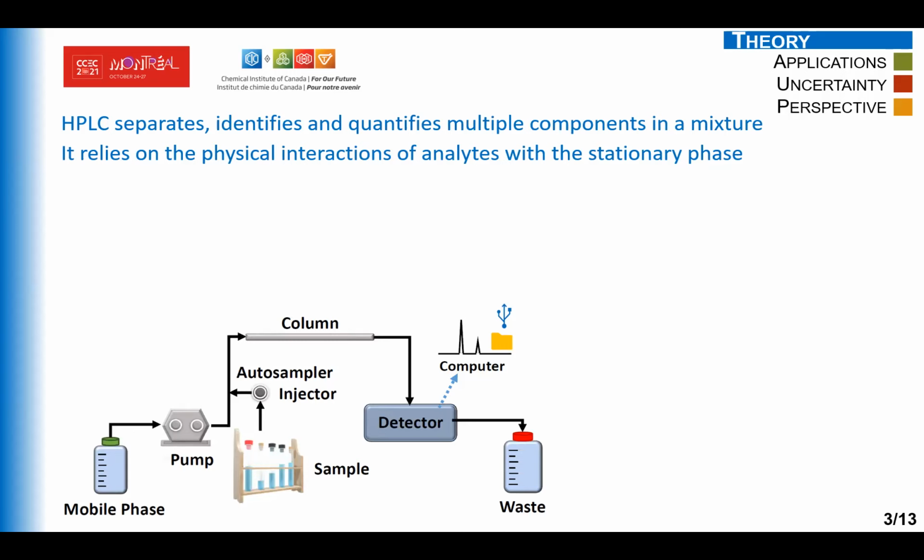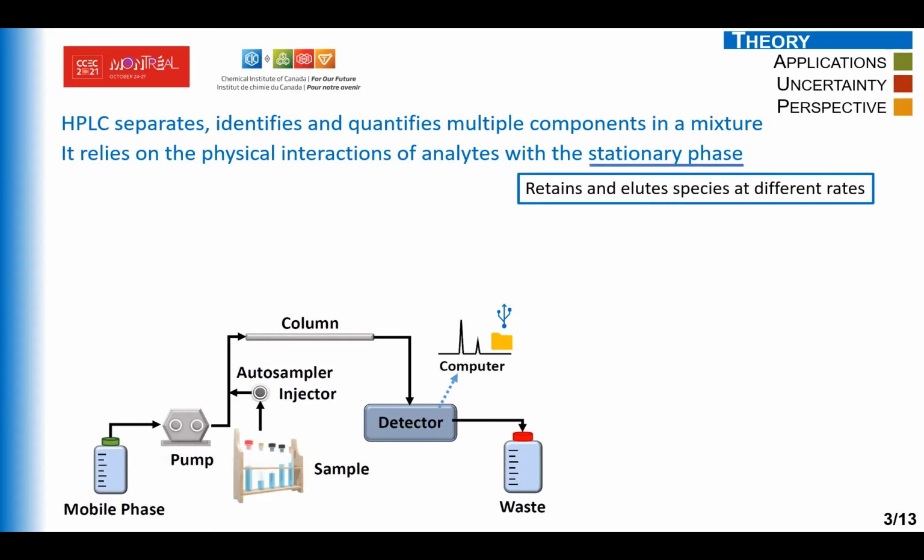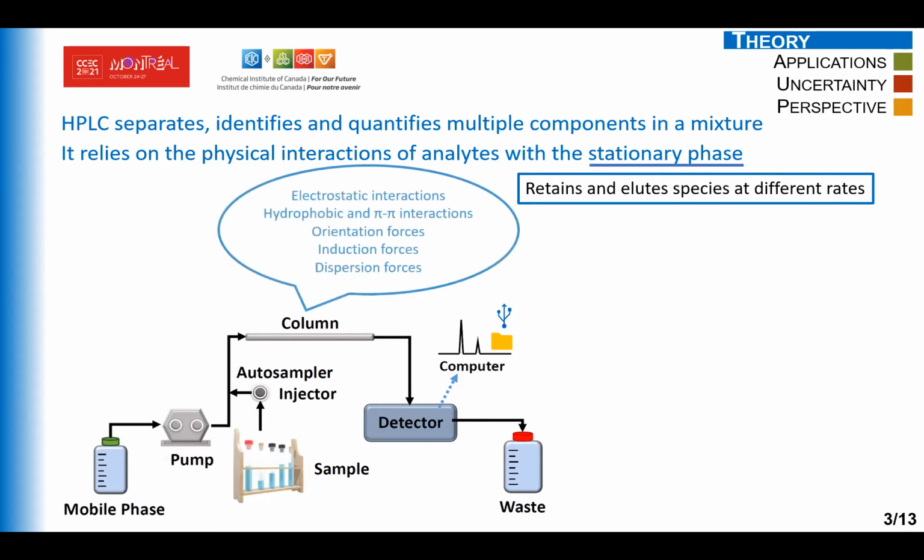adsorbent material, which is called the stationary phase. And it is the stationary phase, it's the heart of the chromatographic system. The stationary phase retains and elutes molecules at different rates based on the interactions taking place in the columns, which can be electrostatic, hydrophobic, or you can also have orientation, induction, and dispersion forces. Depending on the strength of these interactions, the stationary phase retains analytes rather than allowing them to travel with the mobile phase and elute more or less rapidly with time.